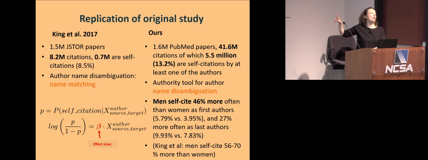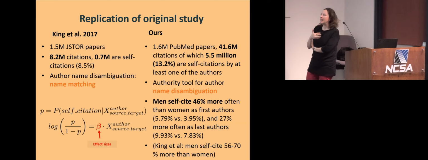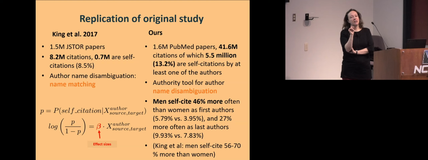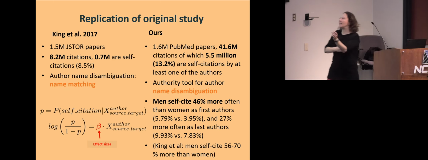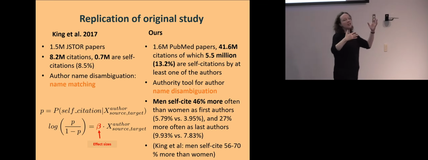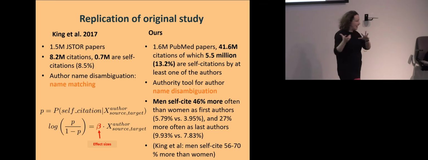When I see this on the paper, I wonder if their results are actually true or not. They did name matching, and then they built a pretty straightforward, reasonable model. They estimate the likelihood of self-citation by looking at what paper is the self-citing paper in, what journal is the cited paper in, and the author. Then they measure that effect size, and as you saw, it's strong for men.